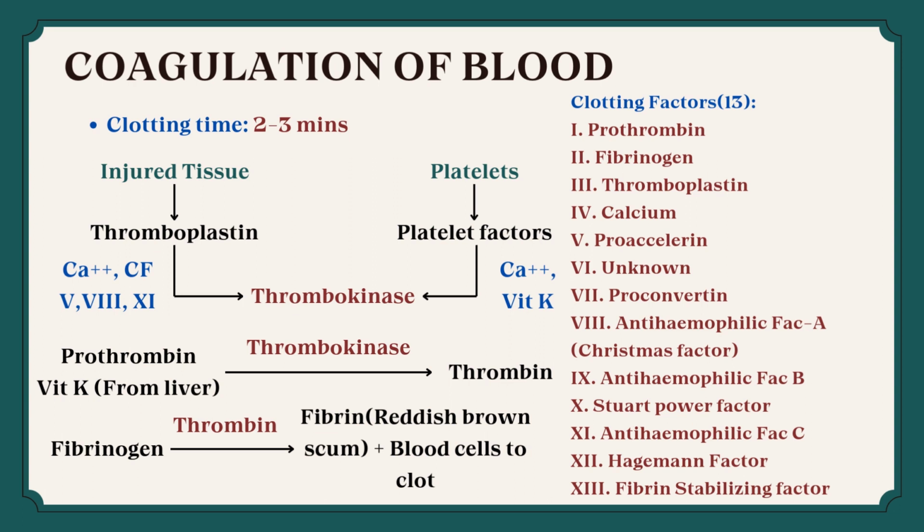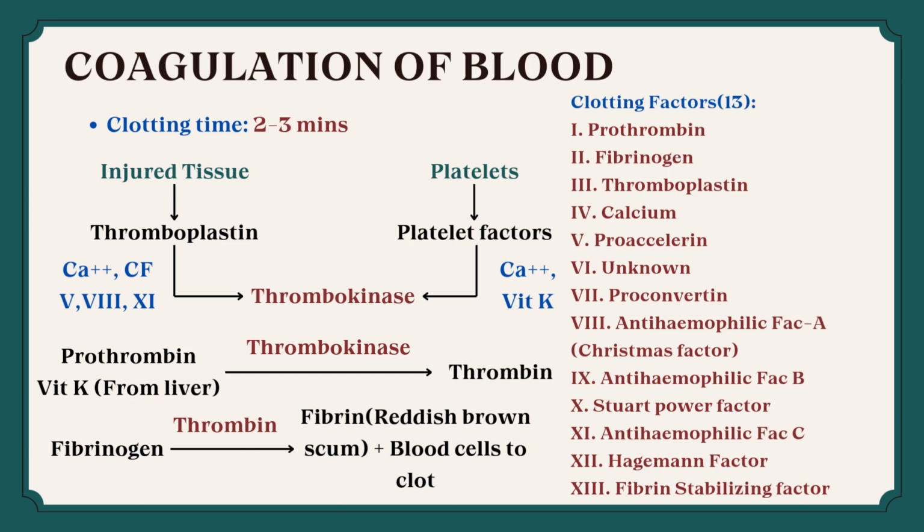Coagulation of blood. The total clotting time of blood is 2 to 3 minutes. Let's see the process of blood coagulation. The injured tissue produces thromboplastin, which contains the clotting factors 5, 8, and 11, in the presence of calcium. Then platelets in response produce platelet factors with calcium and vitamin K. Both thromboplastin and platelet factors help in the formation of thrombokinase. Thrombokinase converts prothrombin into thrombin.